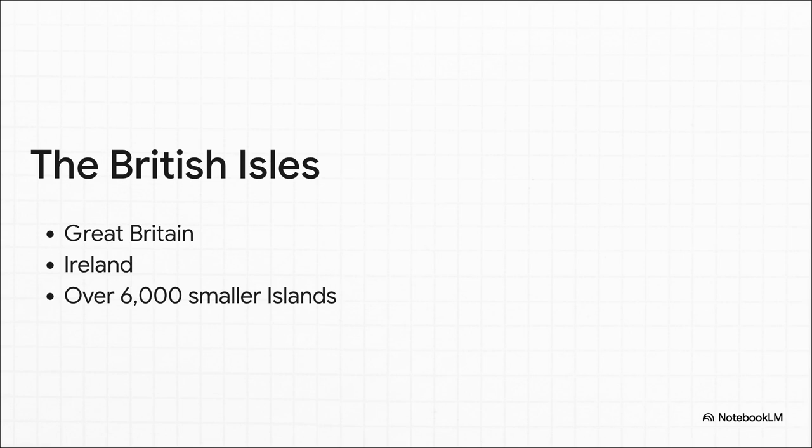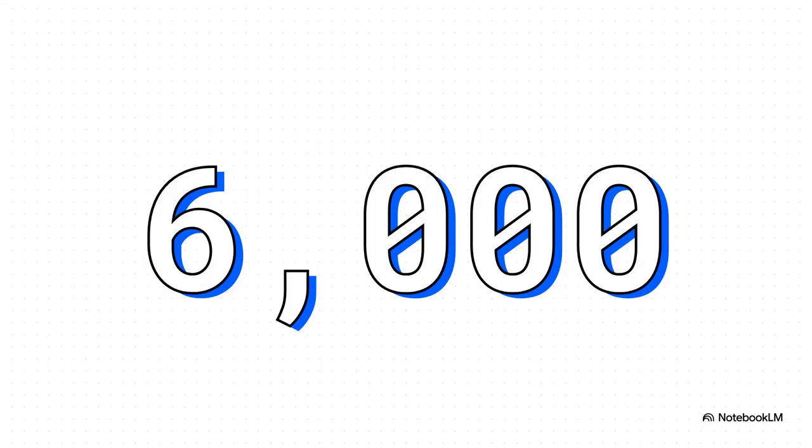But wait, that's not quite the whole picture. The British Isles do not just consist of the 2 large, famous islands we've spent this explainer untangling. This massive geographical grouping actually includes over 6,000 smaller islands belonging to them. 6,000! When you actually take that massive number into account, it adds this overwhelming, incredible sense of scale to the map, doesn't it? It goes from being just 2 islands to this massive, sprawling archipelago.